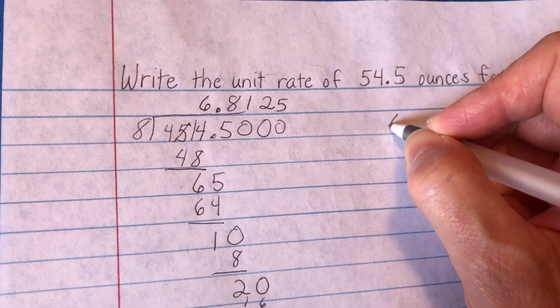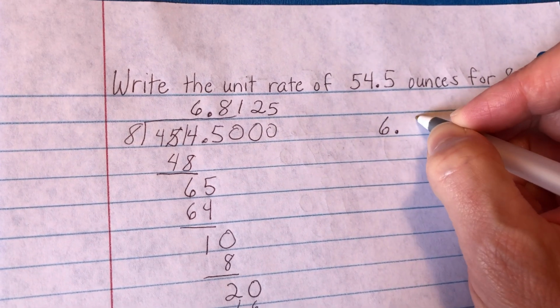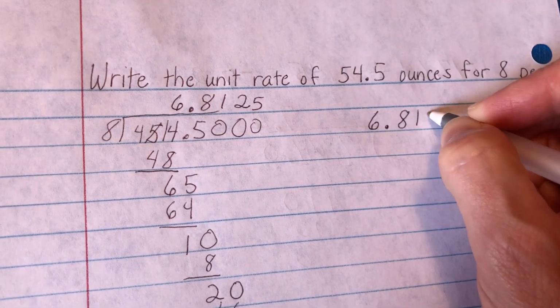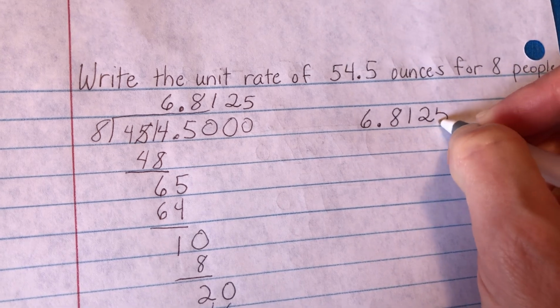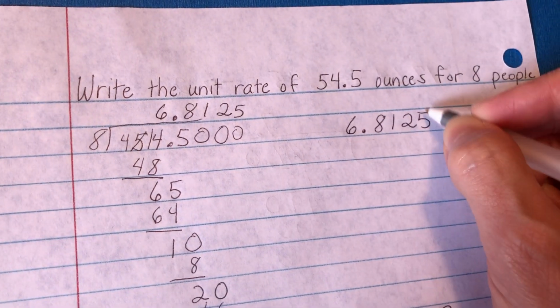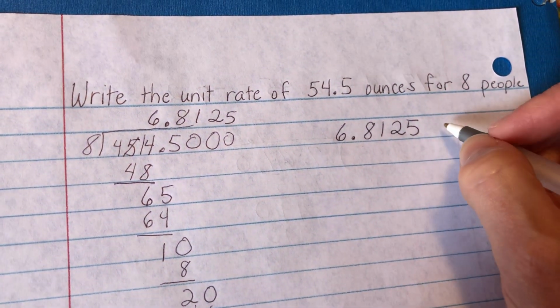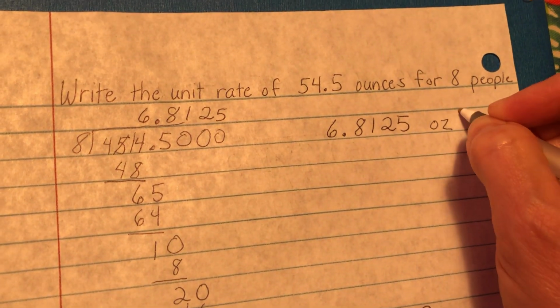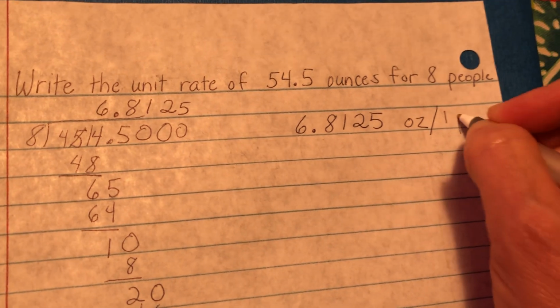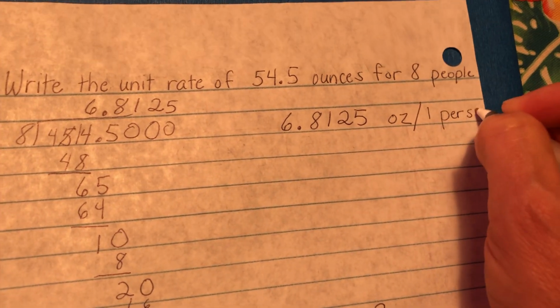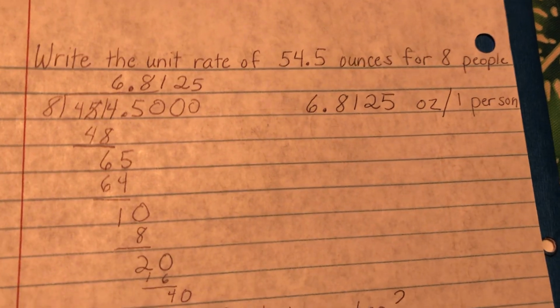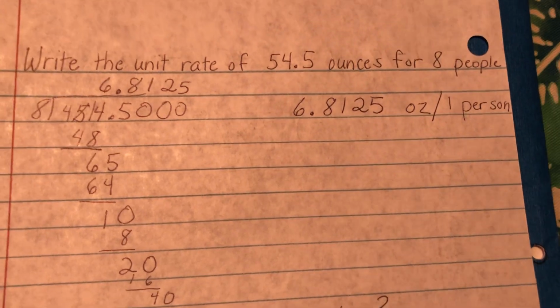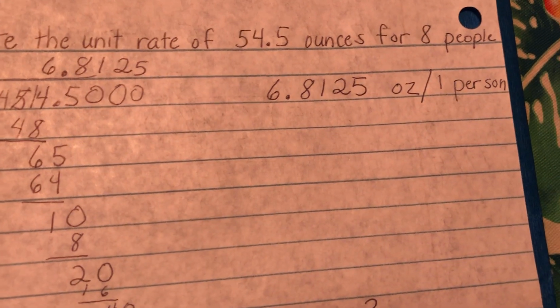Obviously, if you get a decimal that goes on and on forever, you don't want to keep going forever, so you'll need to round at some point, but this one did eventually terminate. So this is the number of ounces per one person. So that's how I can label my unit rate, the number of ounces for one person. Each person gets that many ounces.